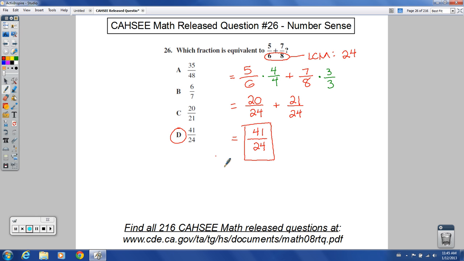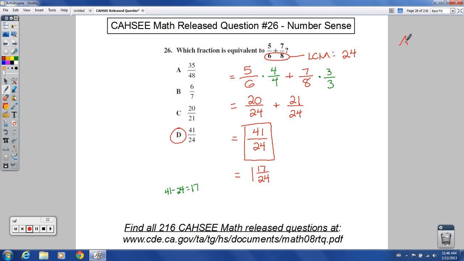They may have it as a mixed number, so let's just see what that would be as well. 24 goes into 41 one whole time, and then 41 minus 24 would be 17, and so this would be equivalent as a mixed number to 1 and 17 over 24. So this might be another way they list the answers. That's just why I'm showing you that here, just in case they do that.